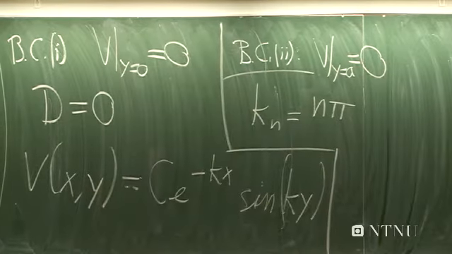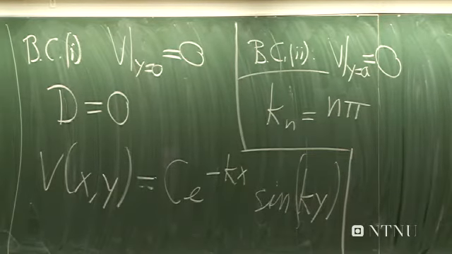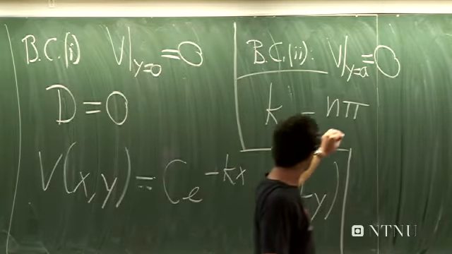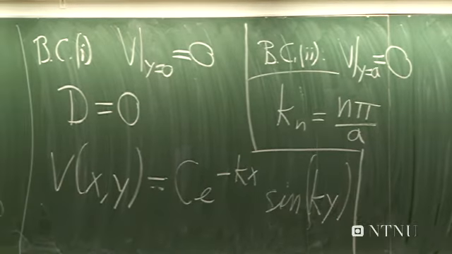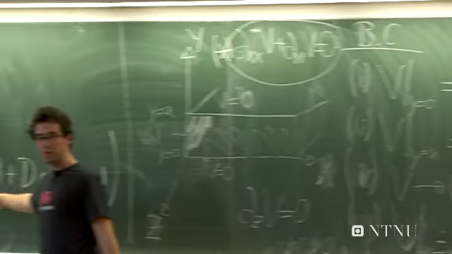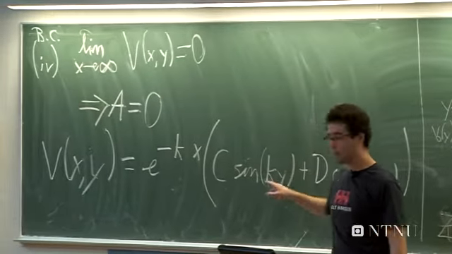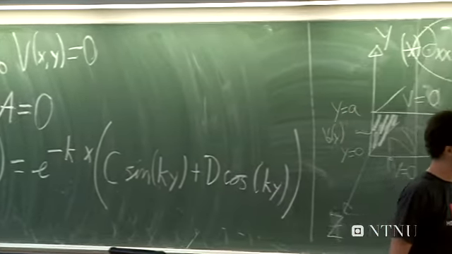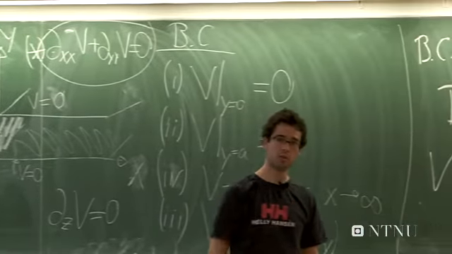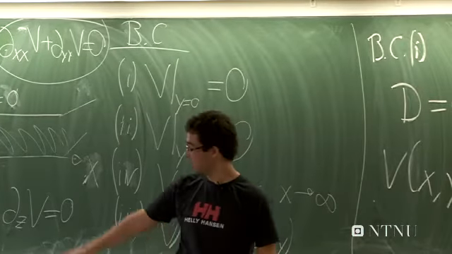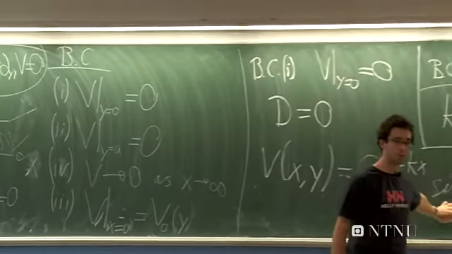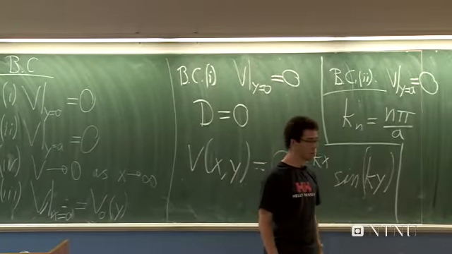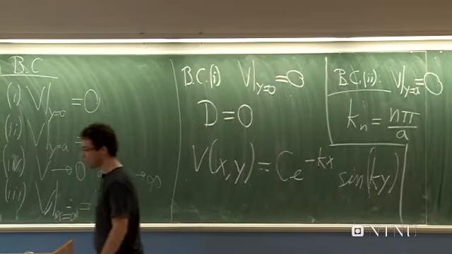Let's see. Yes. Like this. So now when y is equal to a, then k times y is equal to an integer number of half wavelengths. So in that way, the sine function is going to make sure that the potential is 0 on the other plane as well.